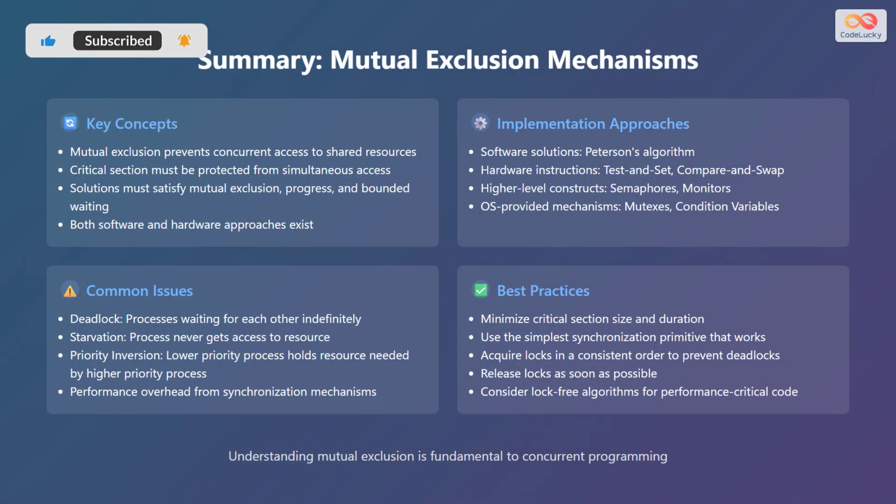In summary, mutual exclusion is crucial for preventing concurrent access to shared resources. Critical sections must be protected to maintain data integrity. Solutions must satisfy mutual exclusion, progress, and bounded waiting requirements. Both software and hardware approaches exist, and understanding mutual exclusion is essential for concurrent programming. Now let's review some of the key concepts, implementation approaches, common issues, and best practices for achieving mutual exclusion effectively.